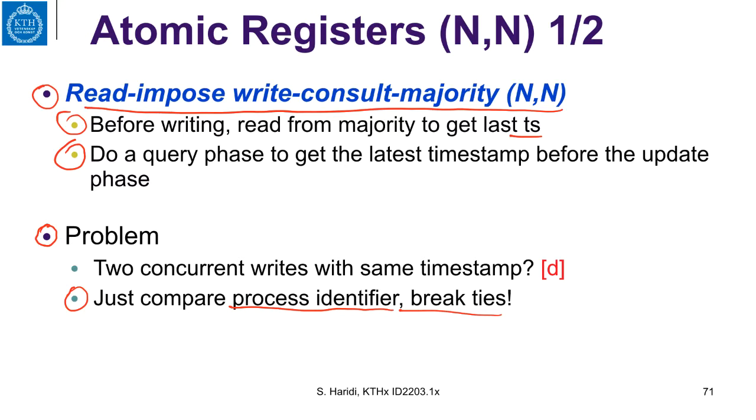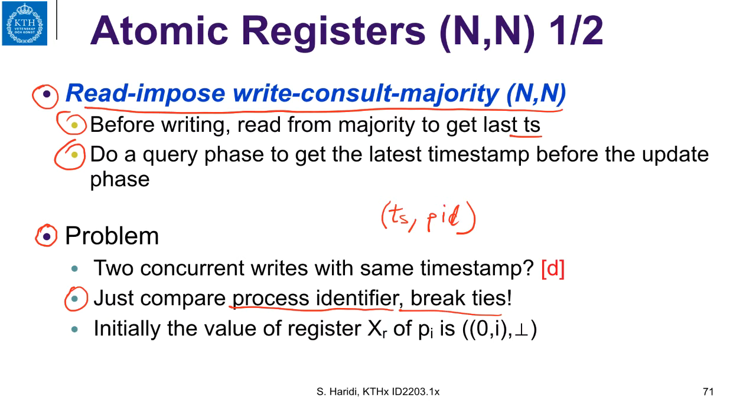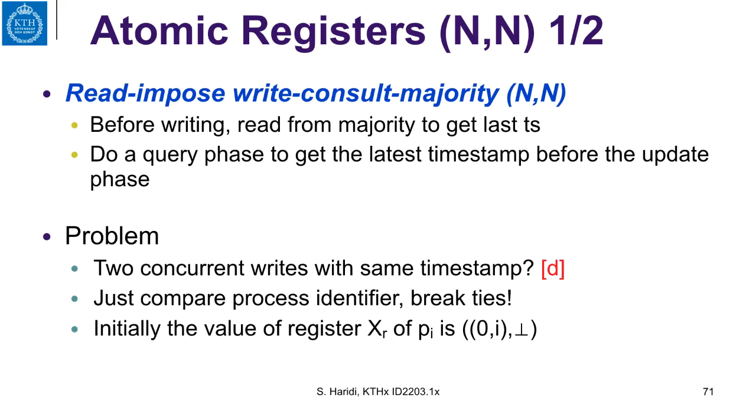So our timestamp now is actually a pair, a timestamp and a PID, which is used to break ties. So initially, each register has a timestamp 0, the process identifier, and the initial value for whatever type this register has. We are assuming that we are talking about process Pi, so the process identifier is i. So let us now look at the write operation. The read operation is exactly the same as before in the read impose algorithm. So we just need to change the write operation.